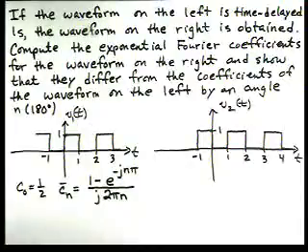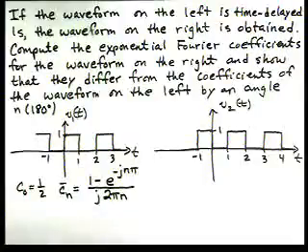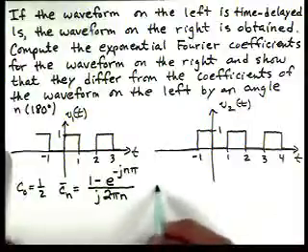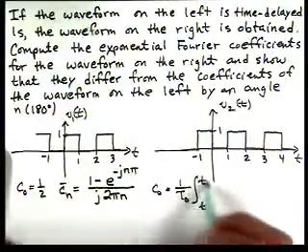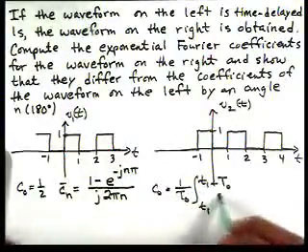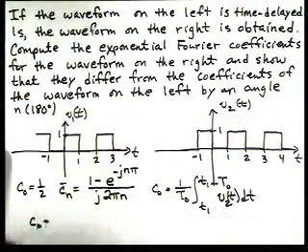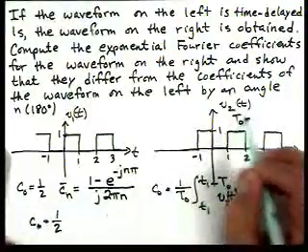So if we look at the waveform on the left, these are the exponential Fourier series coefficients. C0 is 1/2, and there's a C sub n. Now if we look at our waveform on the right and calculate C0, C0 is 1 over T0, integral from T1 to T1 plus T0 of v2 of t dt. So C0 again is 1/2, because T0 is 2.